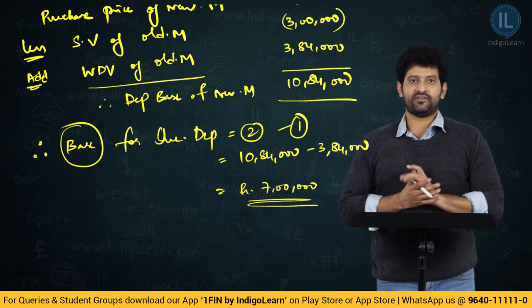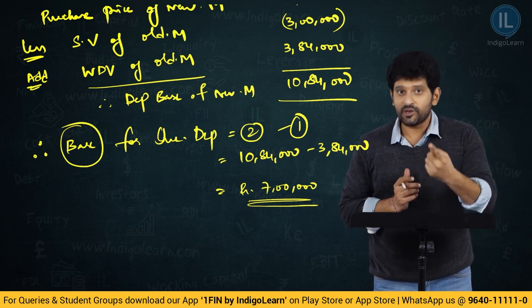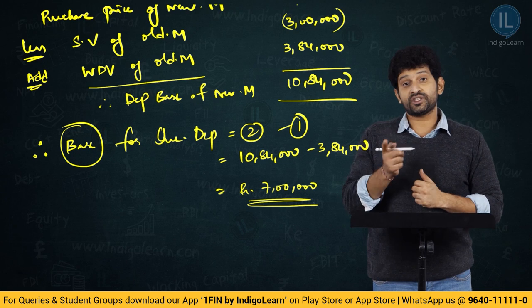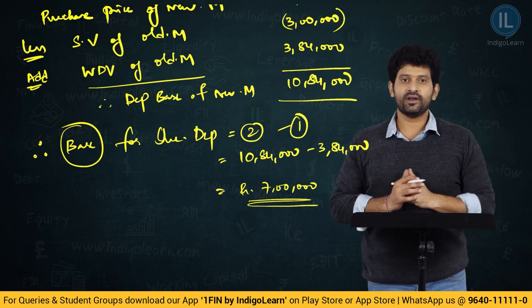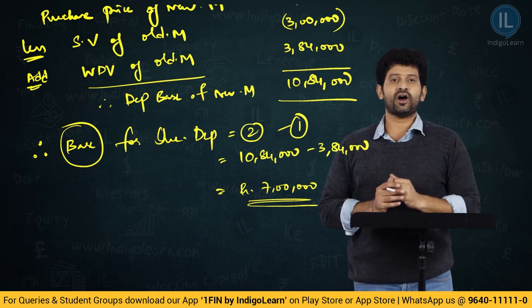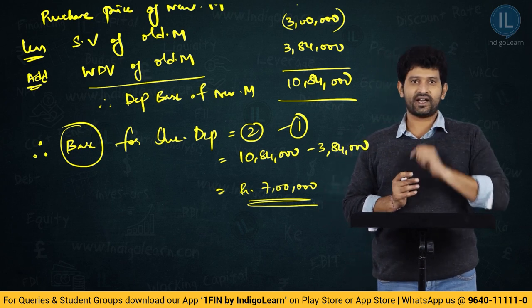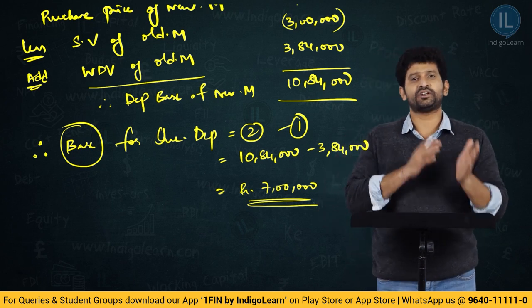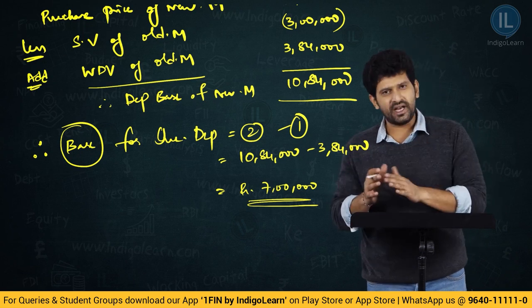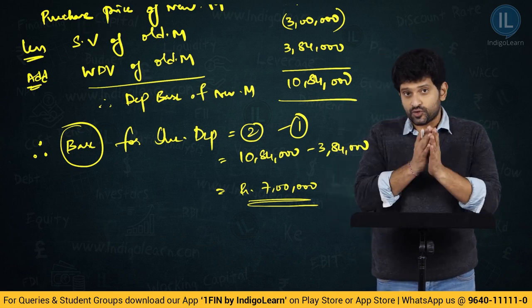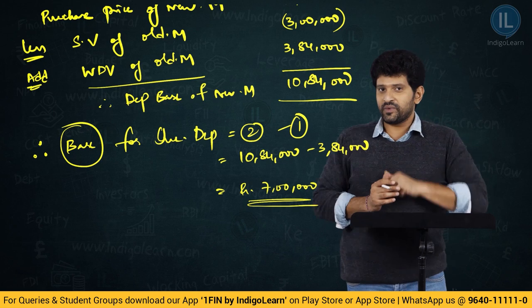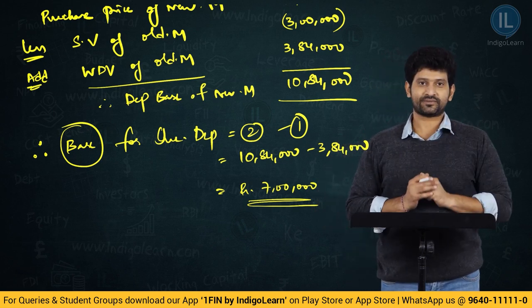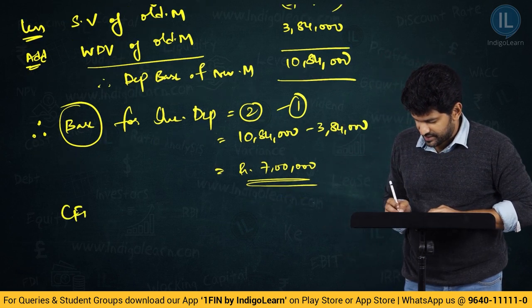But one small point here, friends. If you go back to the problem, again, as we said, question number 5 from the RTP of number 21, we followed a different method of arriving at CFAT. What is that? Instead of writing so many columns, that is CFBDT, minus depreciation, PBT, minus tax, PAT, add back depreciation, CFAT. See, there are so many columns. Instead, we said there is a shortcut method. How do we arrive at CFAT, friends?